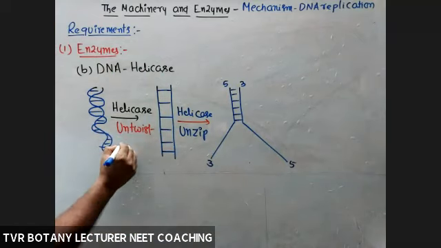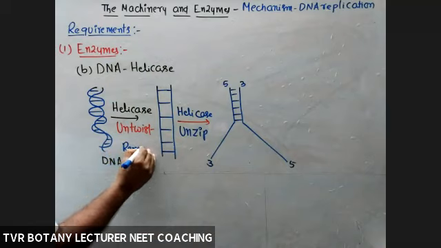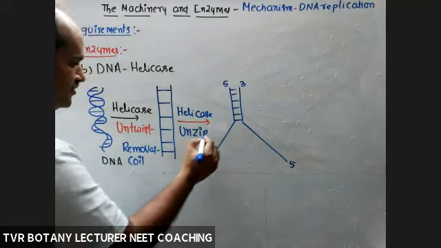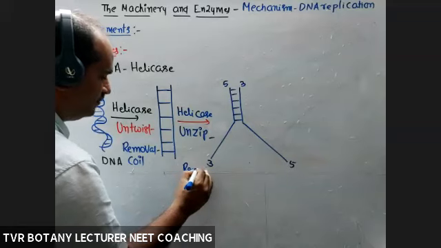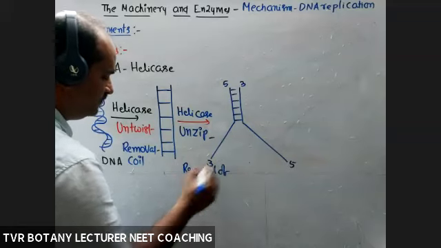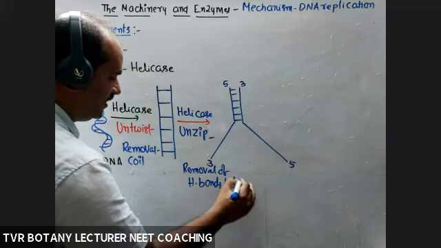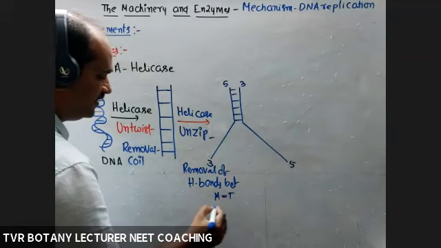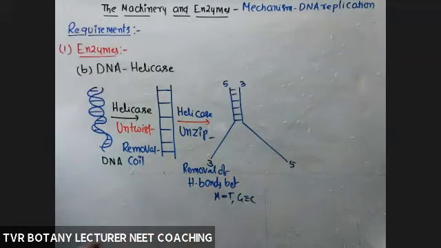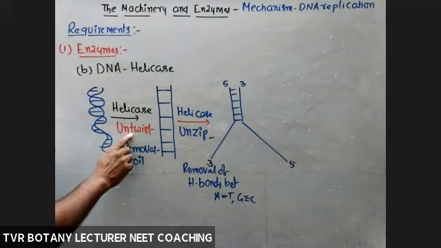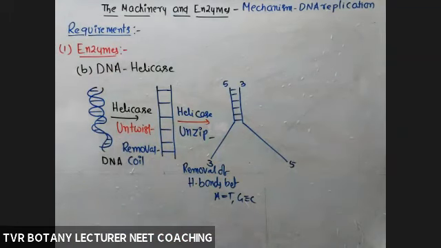Come back. Untwist means removal of coils or pitches. Unzip means removal of H bonds between AT and GC. Removal of hydrogen bonds. Okay, so that is about the role of this enzyme. Okay, right? Untwist, unzipping. Right? Next enzyme.